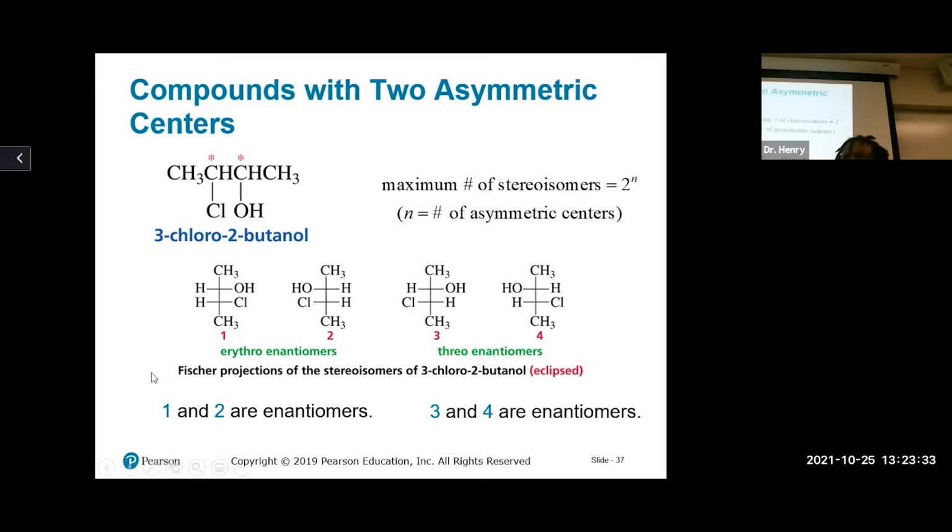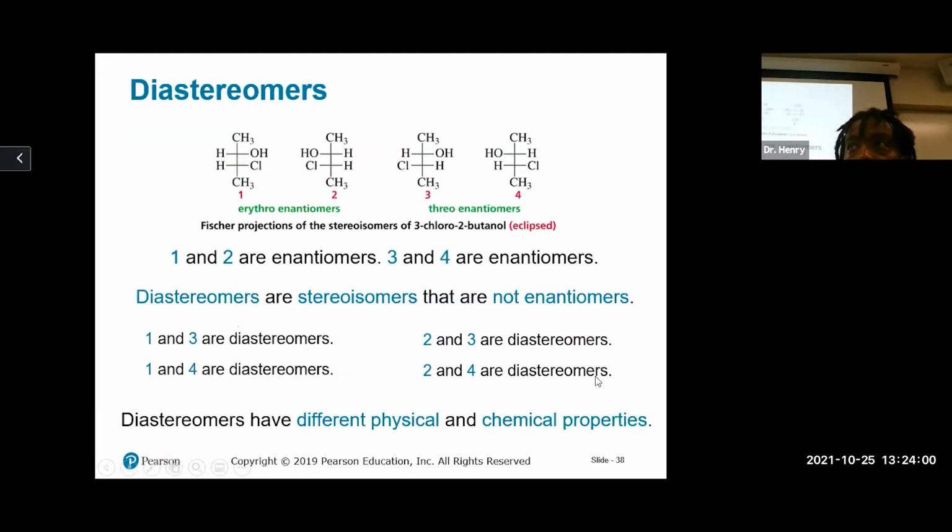You guys remember these are Fischer projections compared to the Newman projections. You guys remember the Newman? Okay, can you guys see the distinction between them? The two enantiomers. Okay, so this is just basically saying what we just said.